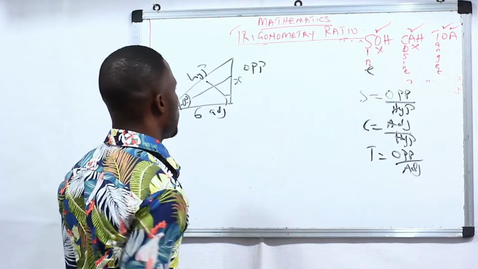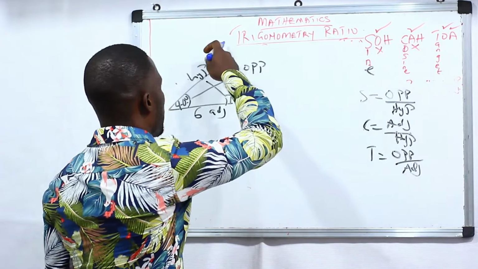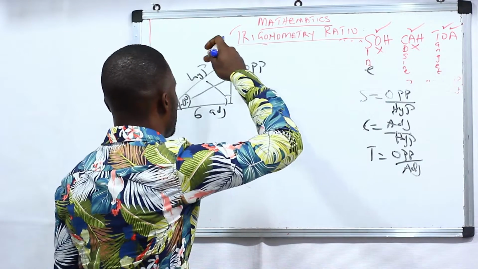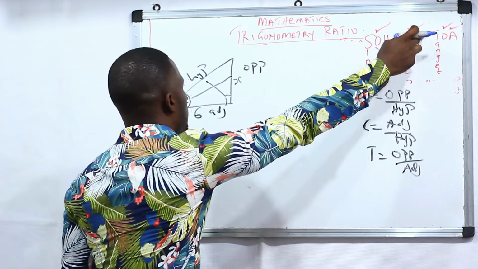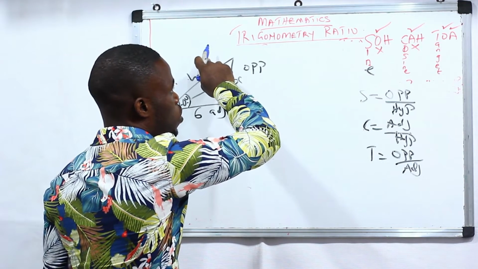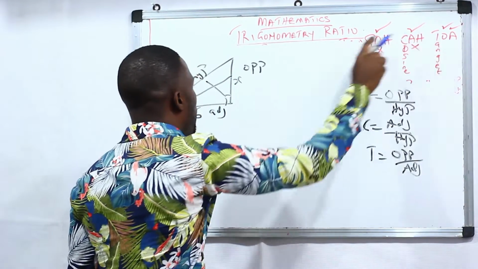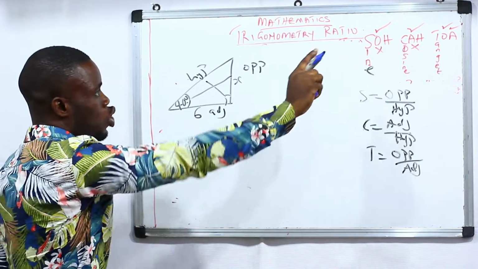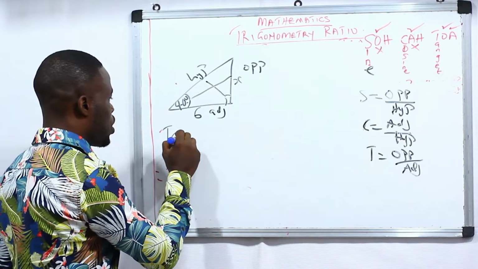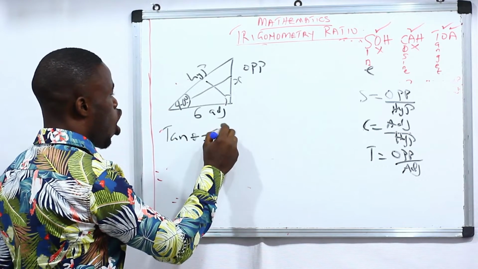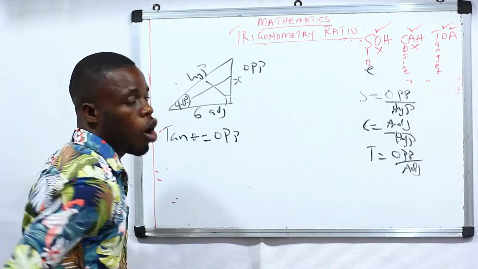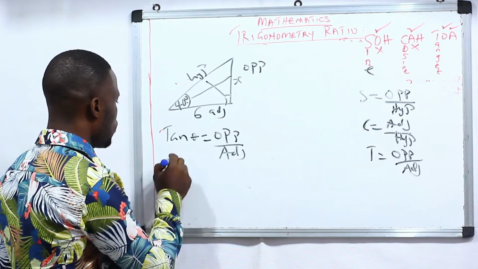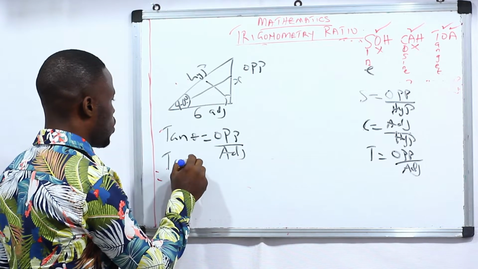We have opposite and hypotenuse, but we are not given the hypotenuse, so we are not picking this. We have adjacent and hypotenuse, but we are not given the hypotenuse. But in TOA, we have opposite, and as well we have adjacent. So we are going to pick tan. So our tan theta is equal to opposite over adjacent. Our theta is 40 degrees.